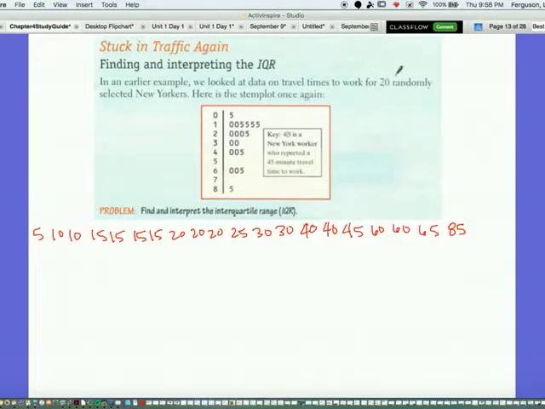Okay, so we said we had 20 randomly selected workers, which means that we want to find the one that is directly in the center of that. We want to find the 2 that are in the middle, and then we're going to find the average of those 2, and that would be our median. Okay, so I'm going to find where my 10th one is. 1, 2, 3, 4, 5, 6, 7, 8, 9, 10.